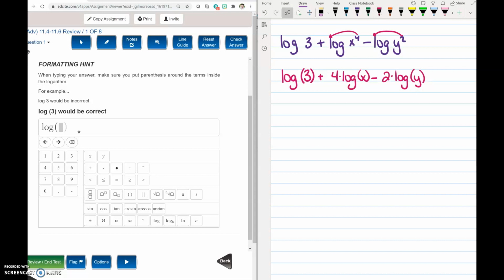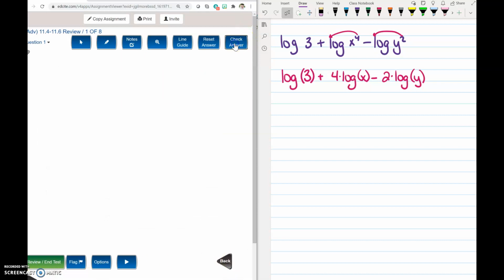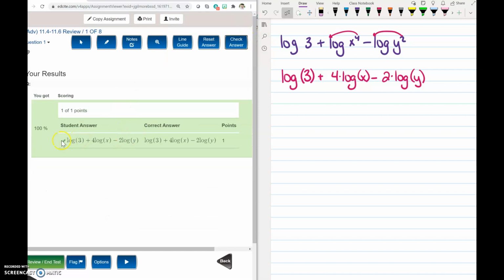So log of 3, oops, I don't want to punch the 3 in there, I need to punch it in here. Log of 3, move outside the parentheses, plus 4, honestly I would just use this button because that's going to make it easier for you. 4 times the log of x, move outside of the parentheses, minus 2 log y. And if you want to check that just to be sure, yes, that is correct. Notice it needs those parentheses in order to count it as correct.